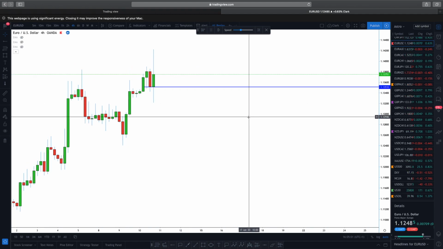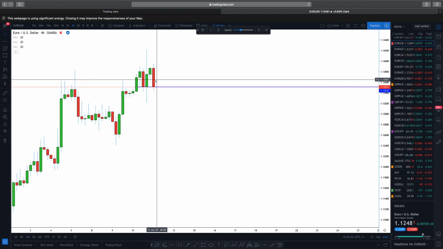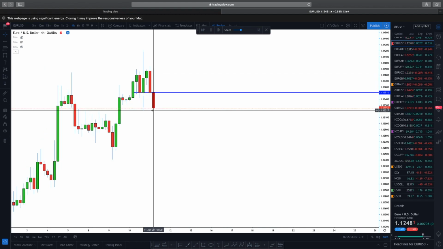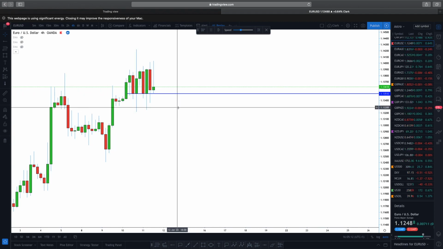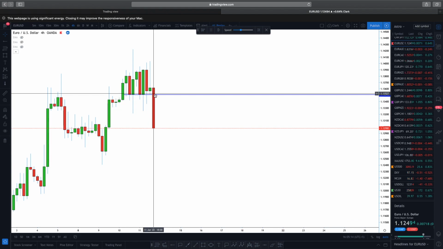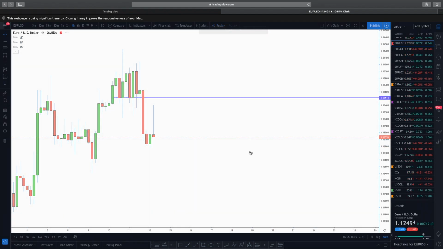So you might get confused and say, well, where do I enter? Because that looked like it just broke it. Okay, you're going to wait for it to close, but not close on the 4-hour. That's why you need to use the lower time frames. So that was the one right there. So we're going to go ahead and end that.